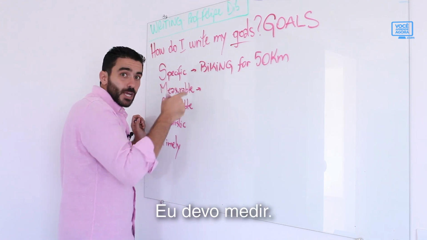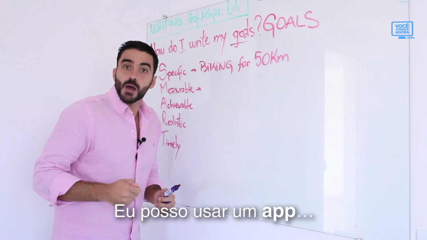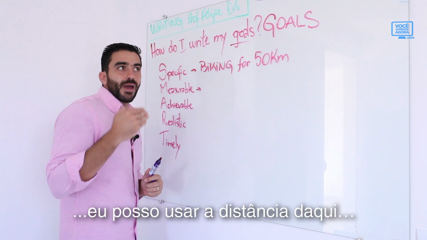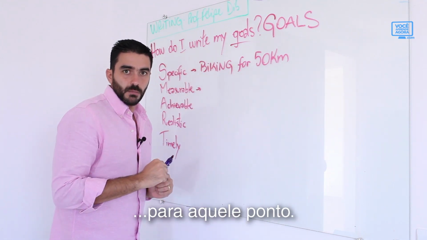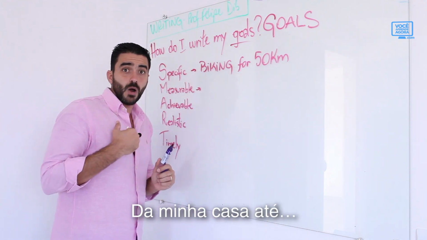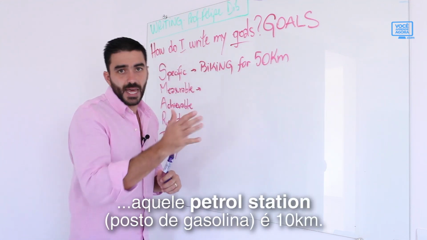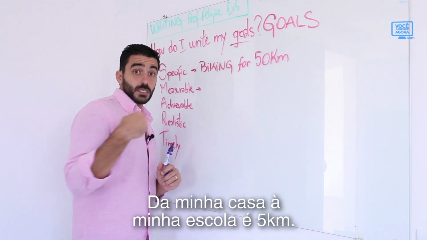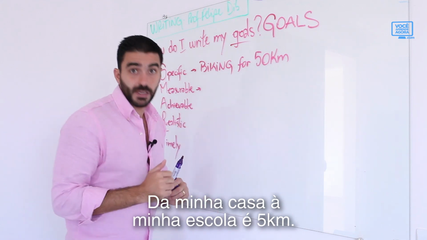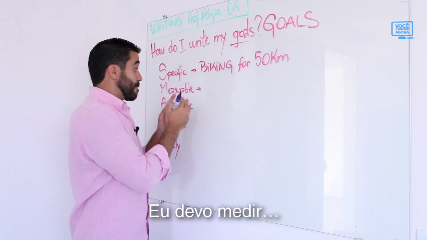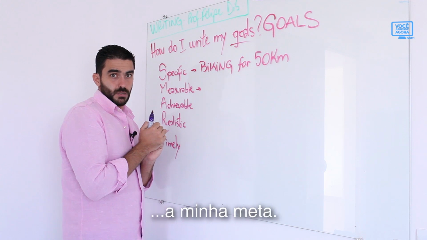I must measure. I can use an app. I can use the distance from here to that point. From my home to that petrol station is 10 kilometers. From my home to my school is 5 kilometers. I must measure my goal.